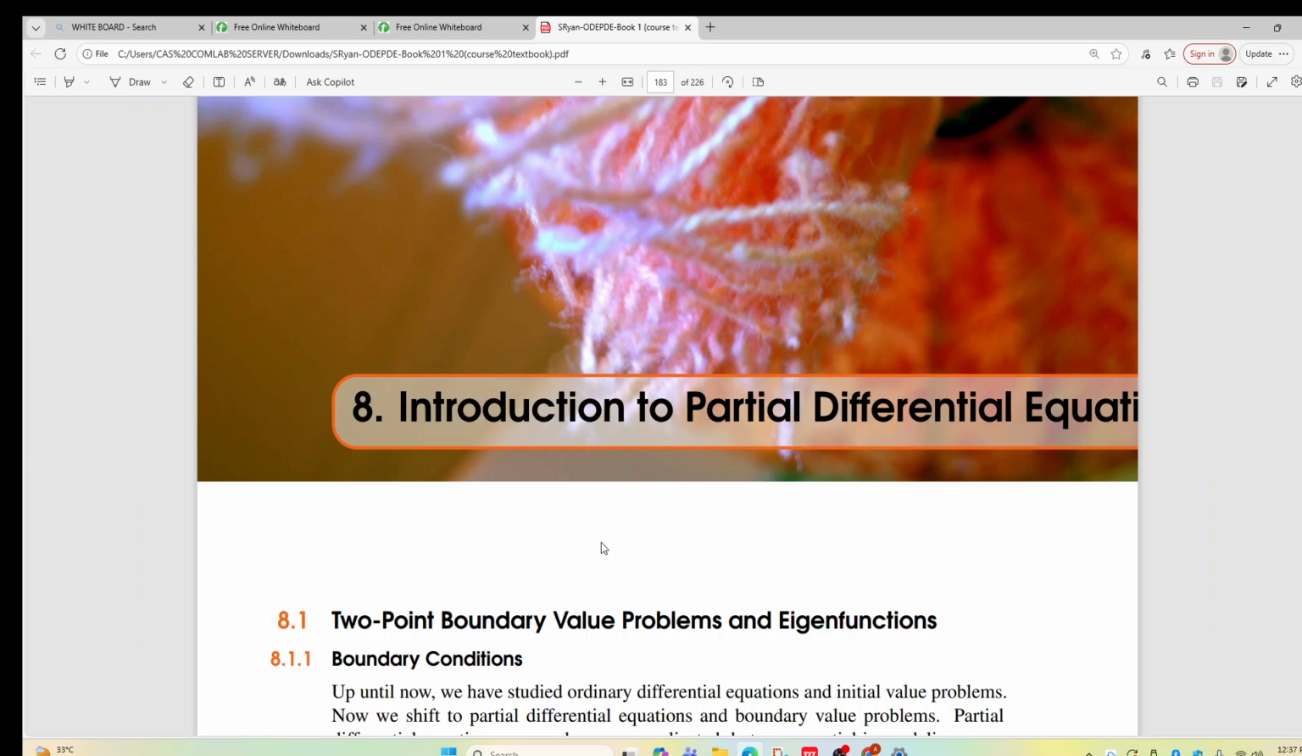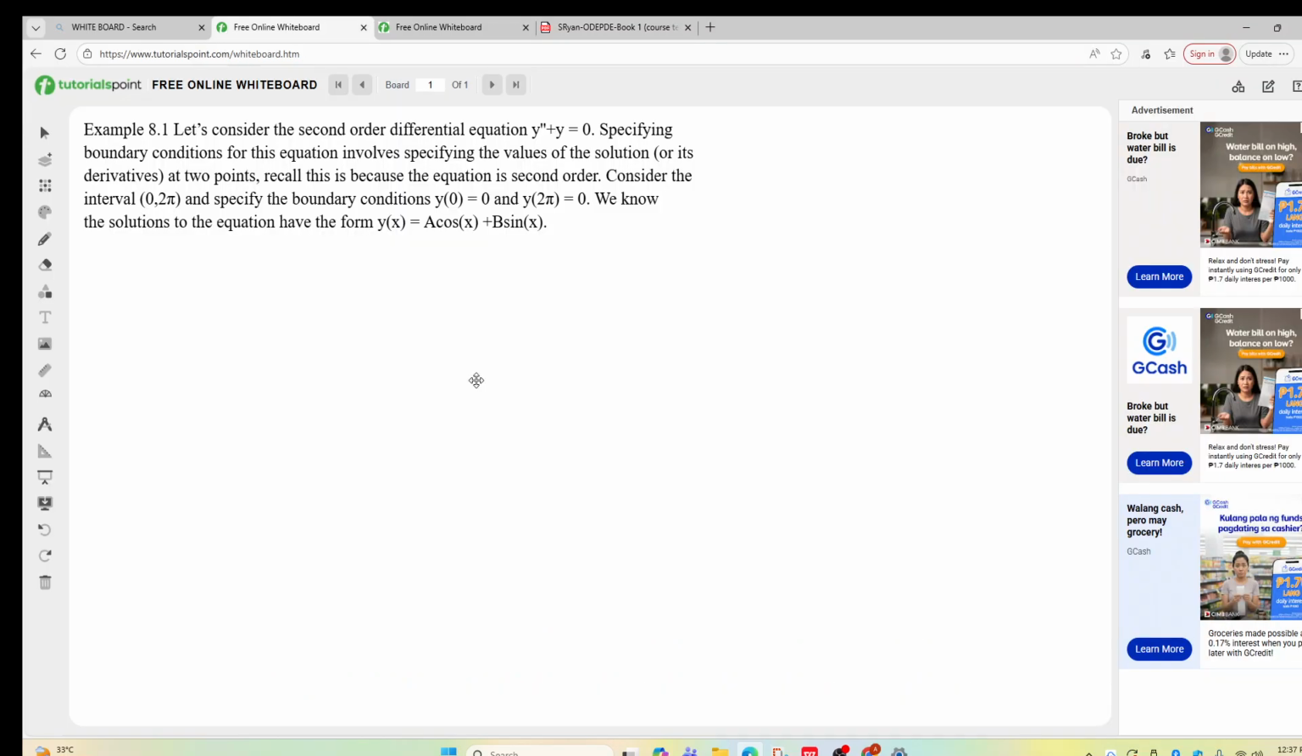We are going to discuss today the introduction to partial differential equations, but we are only going to talk about the two-point boundary value problems and their boundary conditions. Let us give an example so that we can find the solution for a particular differential equation with respect to the specified boundary conditions.